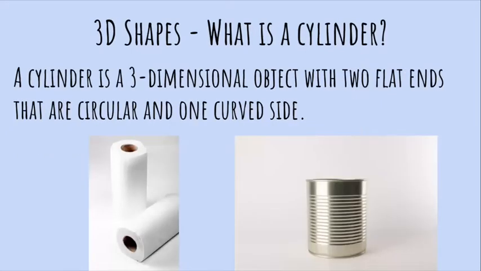Our next shape is a cylinder. A cylinder is a three-dimensional object with 2 flat ends that are circular and 1 curved side. So 2 examples for a cylinder would be a roll of paper towels or a can. Can you think of any examples for cylinders?